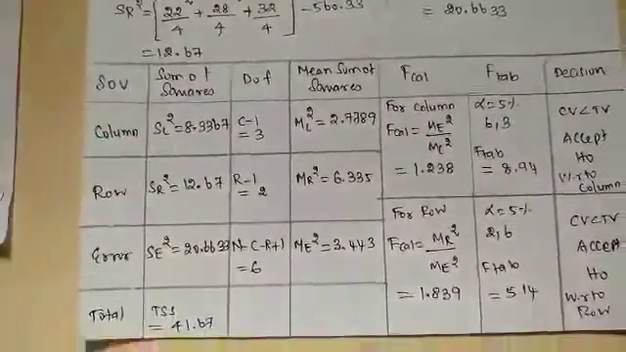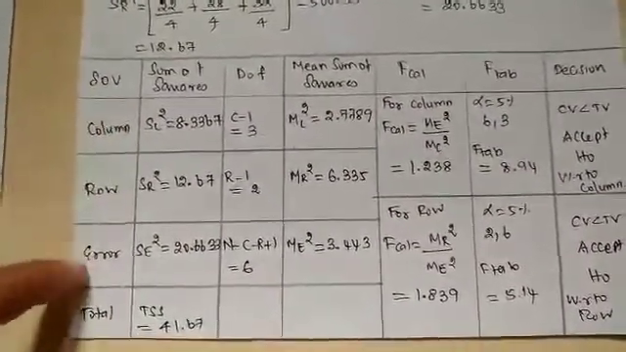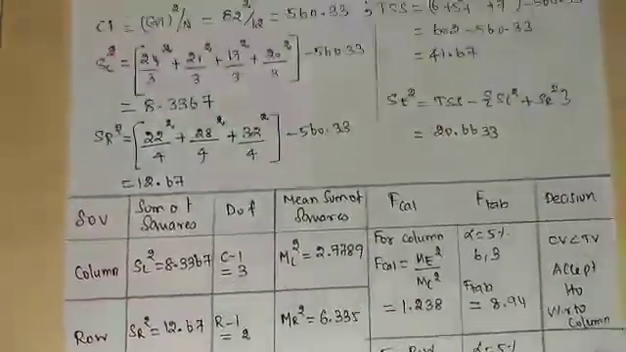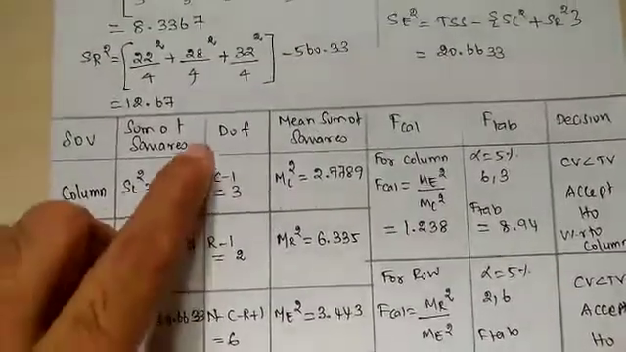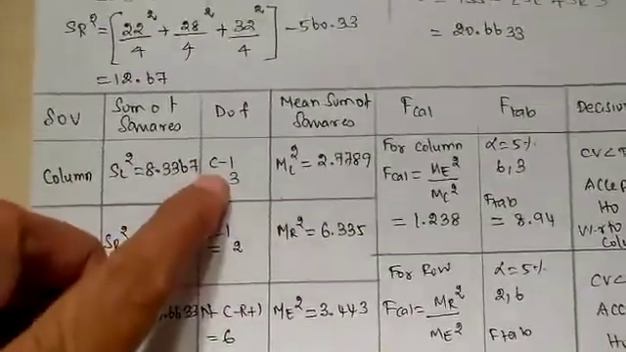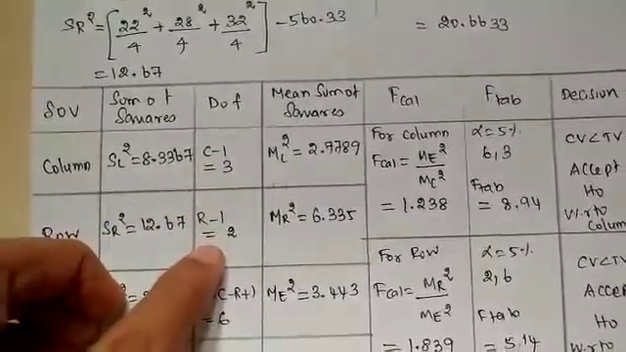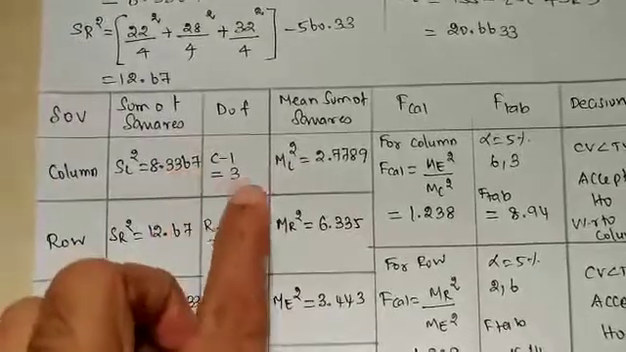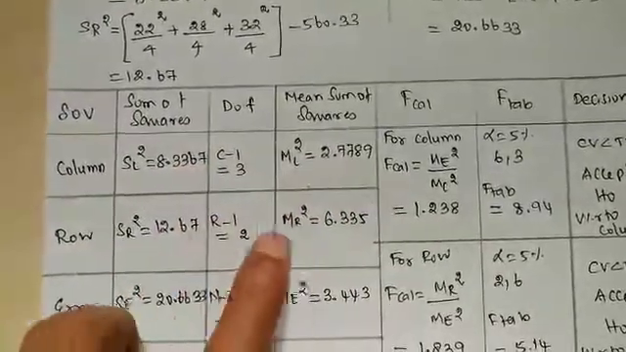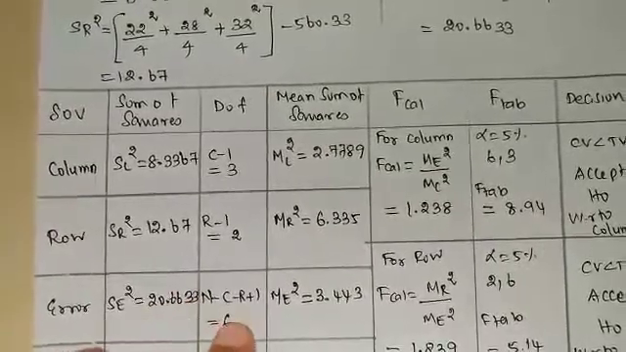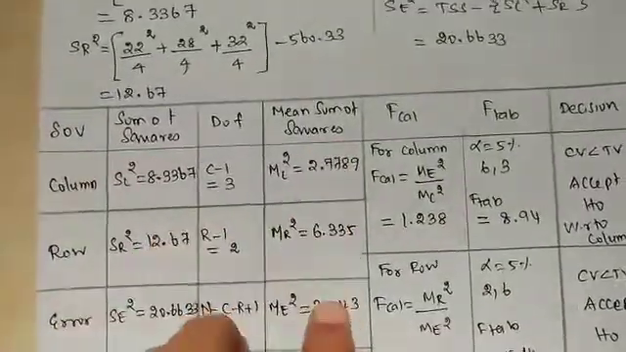Now we need to compute that table. What is the source? Column, row, error. Next, the sum of squares: SC square, SR square, SE square. Already we got these, we just need to substitute. Next, degrees of freedom: C minus 1, R minus 1, N minus C minus R plus 1. How many columns? 4. So 4 minus 1, 3. How many rows? 3. So 3 minus 1, like that. Next, MC square is just the ratio, 8.336 divided by 3. What is MR square? 12.67 divided by 2. What is ME square? 20.663 divided by 6. We got this.